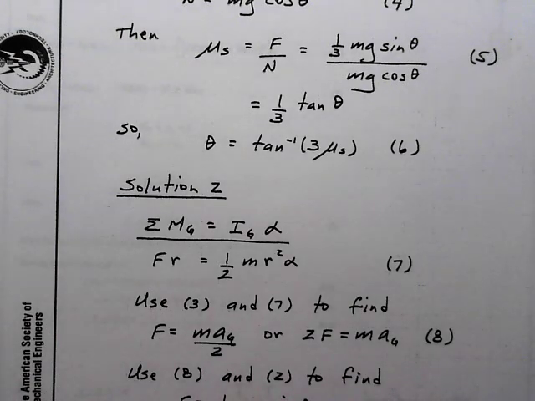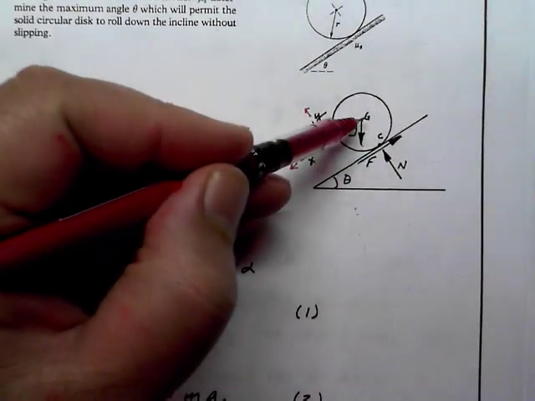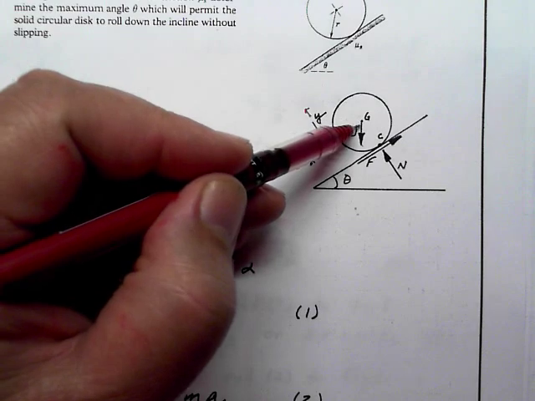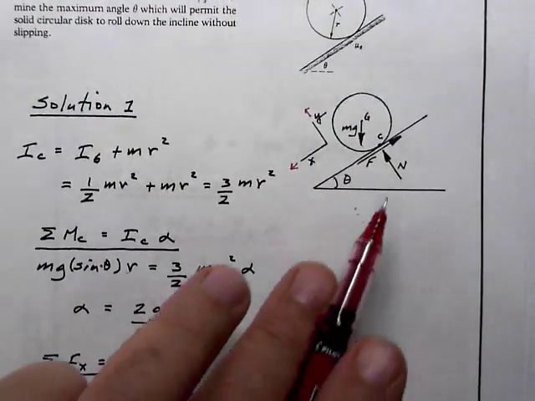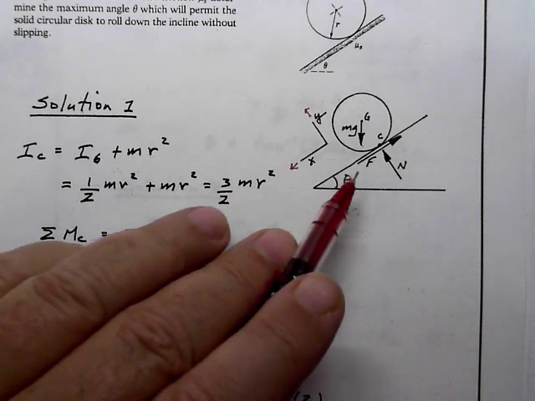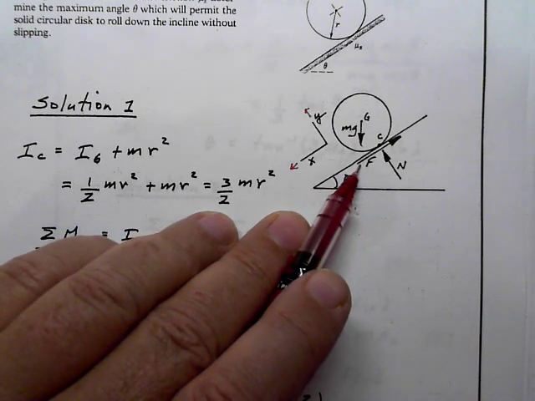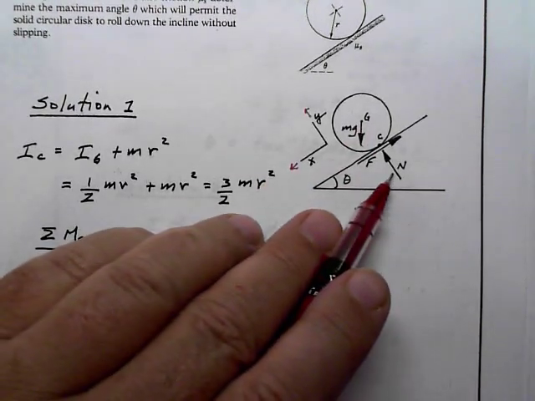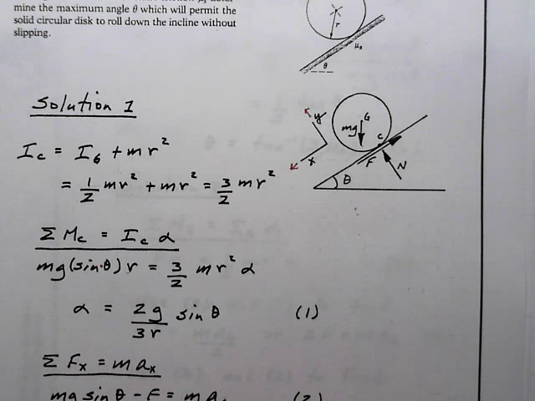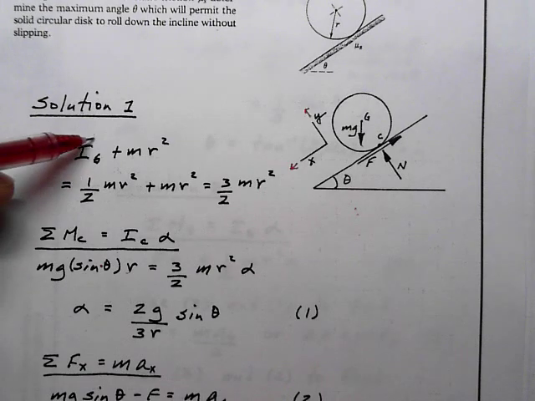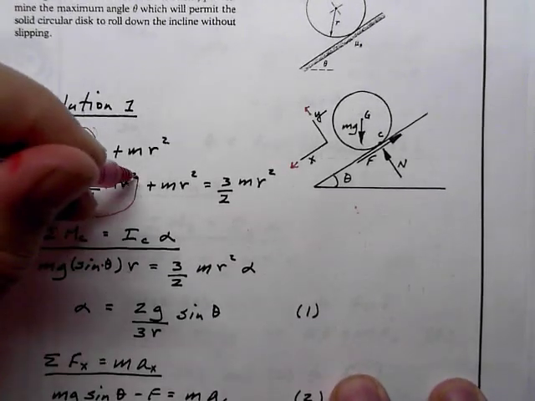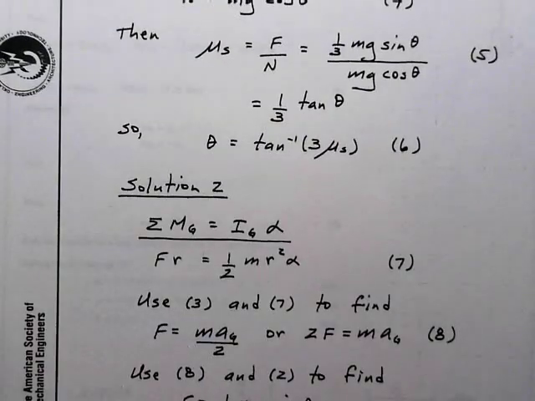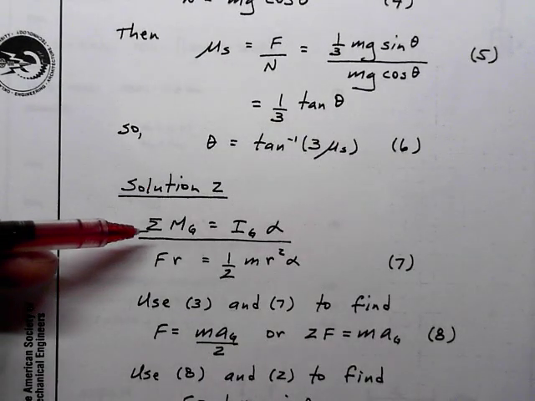An alternative solution would have been to sum moments about the center of gravity of the wheel rather than the instant center for the wheel, and that would only have brought in one more force to the moment equation, because the friction will have a moment about the center of gravity. The normal force still does not produce a moment about the center of gravity, but we won't use our moment of inertia IC, we'll use our moment of inertia IG, which is equal to 1/2 mr squared. And so we would say sum of moments about the center of gravity.